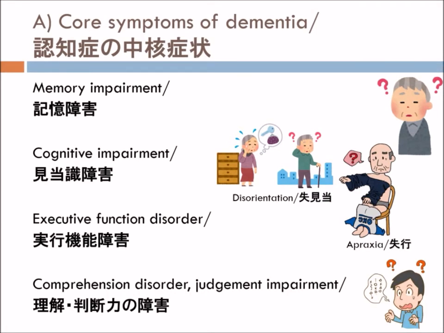Comprehension disorder, judgment impairment. The person becomes unable to make judgments due to decreased comprehension. Judgment ability, like counting money, becomes a difficult task.